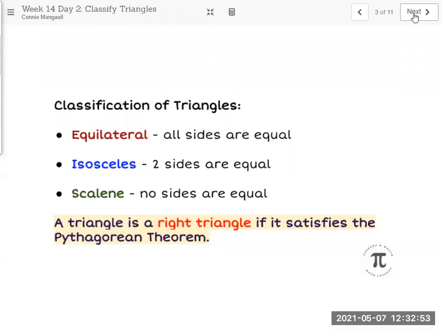Okay? So after classifying it according to equilateral, isosceles, or scalene, you want to tell me whether the triangle is a right triangle or not. Now, how do we know? A triangle is a right triangle if it satisfies the Pythagorean theorem. Again, your Pythagorean theorem is a squared plus b squared is equal to c squared, right? If it satisfies that equation, then you have a right triangle. If not, then you do not have a right triangle.